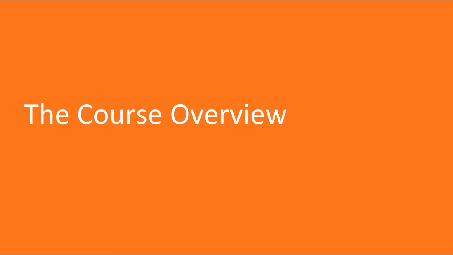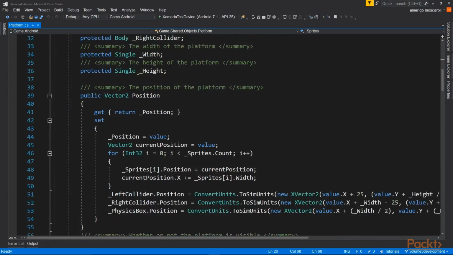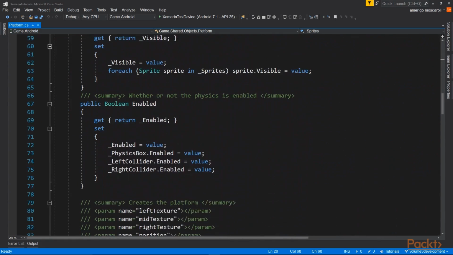In this course we're going to be creating a 2D platformer from start to finish. We will start by laying the foundations for the games by designing how our game will look and play, as well as creating the physics world and the main scene for the game. We will also look at creating the first game objects for the game, the platforms.